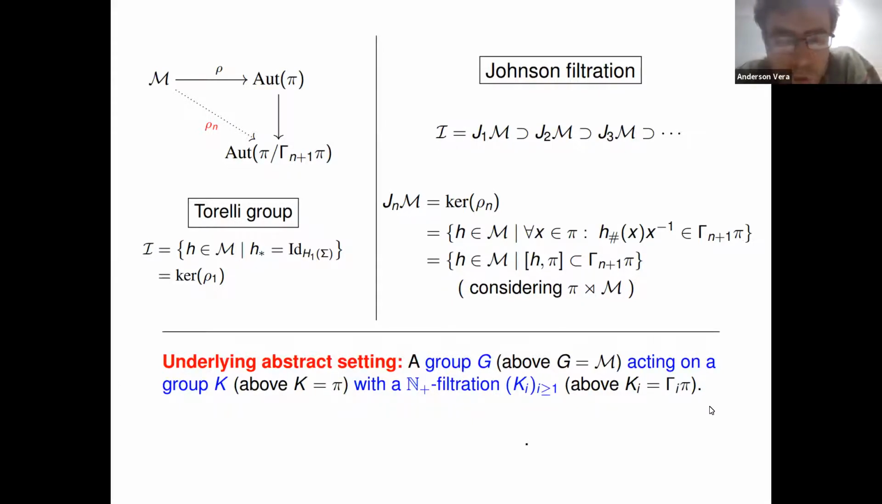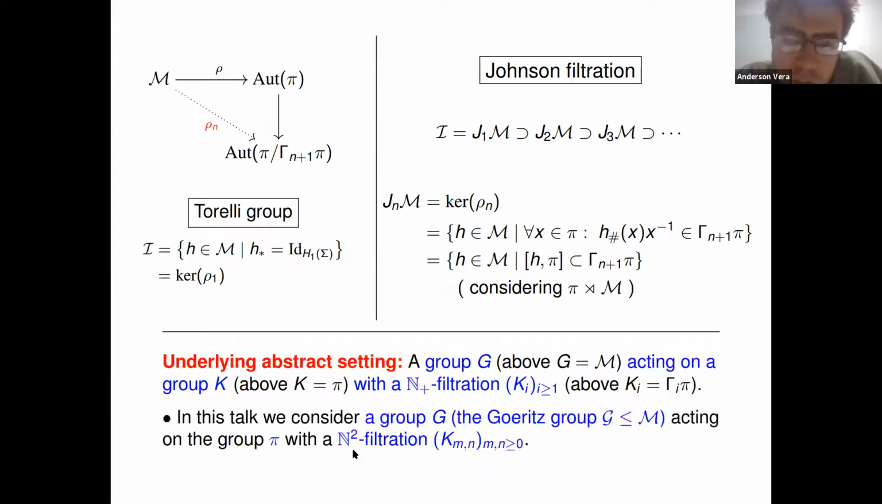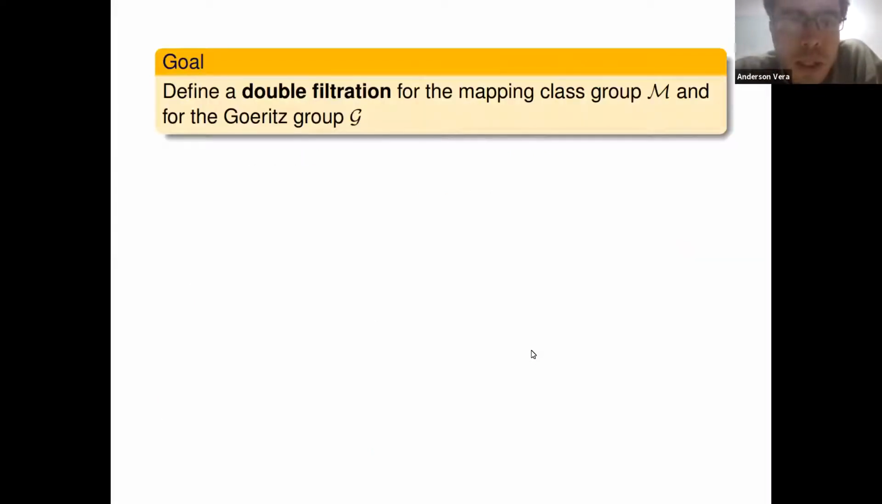What we want to consider is a group, which will be the Goeritz group, which I'm going to define in some minutes. This group acts on pi, but now we are going to endow pi with a double index filtration. So we are in the same abstract setting, but we are modifying the filtration. And we want to use this to define a double filtration of the mapping class group.